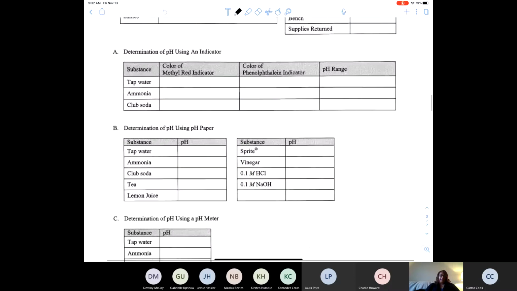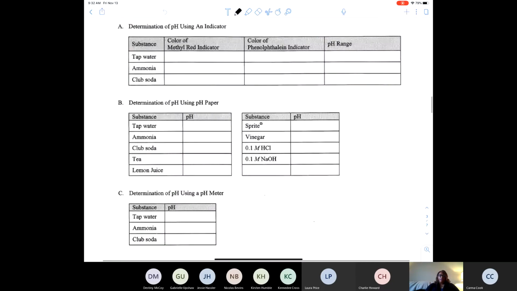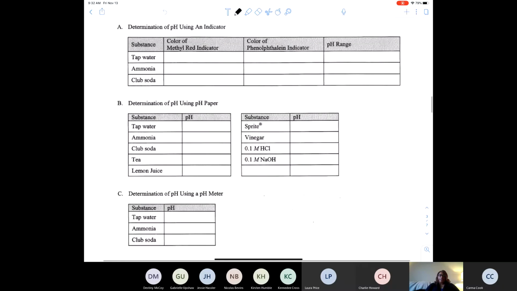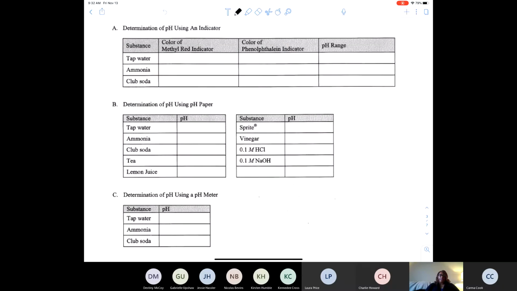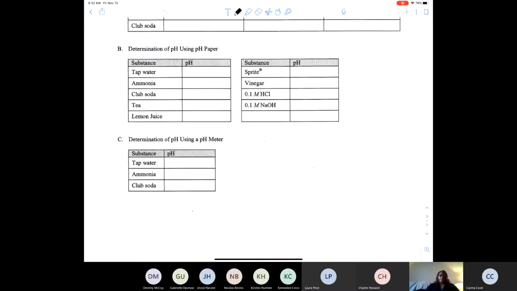And then here you'll be completing tables A, B, and C for the first part of the lab, filling in the color that the methyl red indicator caused tap water, ammonia, and club soda to change to, and then do the same for the phenolphthalein indicator. And then based on those color changes, give the pH range for each of those 3 solutions. And then using your pH paper, based on the color change that occurs and using the key or the guide that comes with the pH paper, give the pH value to the nearest whole number.